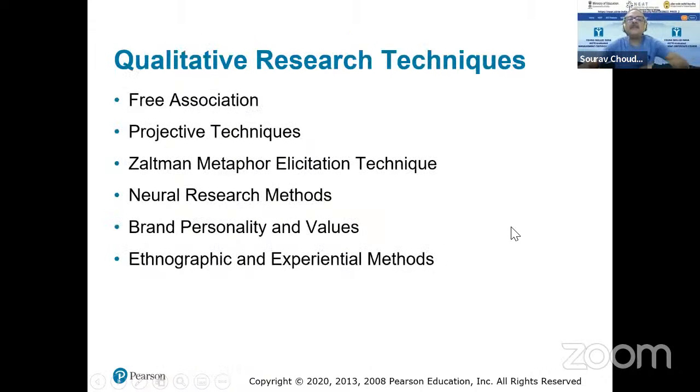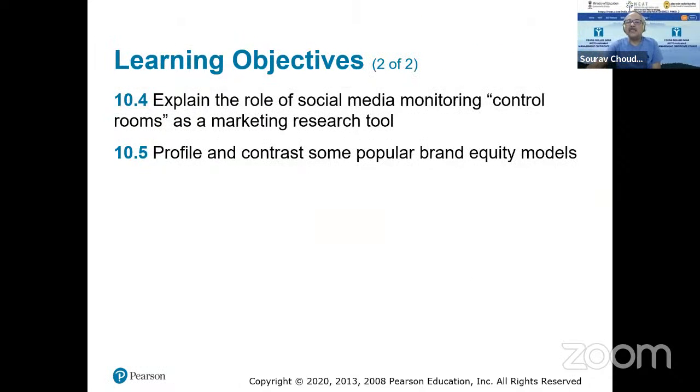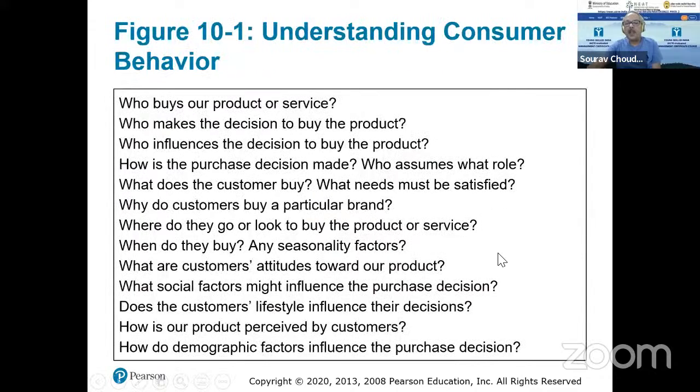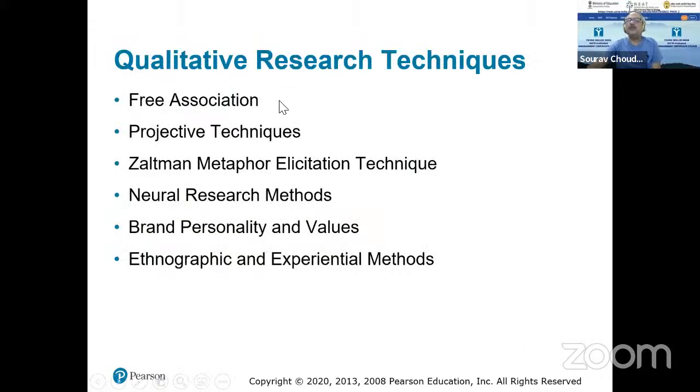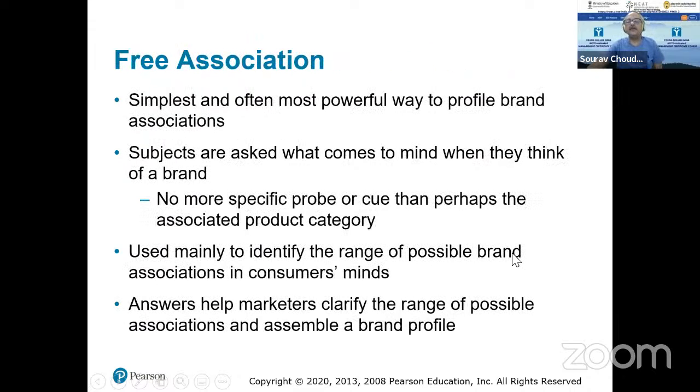Okay, now qualitative research techniques. So there are a couple of research techniques जिससे हमको पता चलता है ये सारे questions के answers. Okay. So what are those? One is free association. Second is projective techniques. Third is ZMET, Zaltman metaphor elicitation technique, neural research method, brand personality and values, ethnographic and experiential method. So let us see what each of them are.